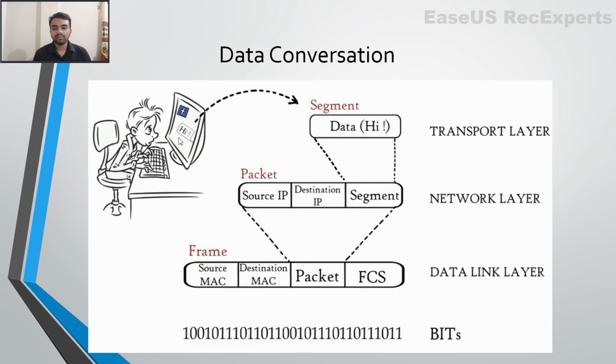If a user wants to say hi, the data comes to the transport layer, which segments this data. The network layer makes the segmented data into a packet by adding source and destination IP addresses. After that it comes to the data link layer, which makes it a frame by adding source and destination MAC addresses and extra information. After that, when it comes to the physical layer, it converts the full frame into binary form, 0 and 1 form.